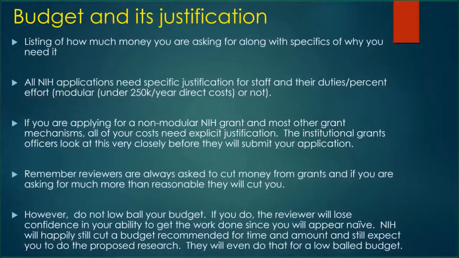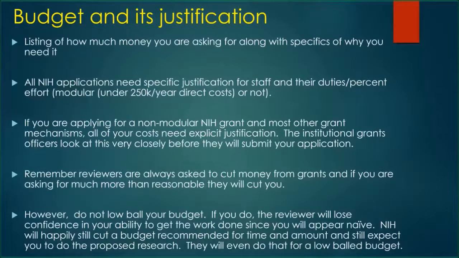What this looks like is going to highly depend on the kind of grant you apply for. NIH applications from the justification side require you to justify staff and their duties or percent effort. However, there are flavors of NIH grant awards where your budgets are in $25,000 increments, all the way up to $250,000. In that case, you don't have to give detailed justifications of every single pipette tip you're going to buy.